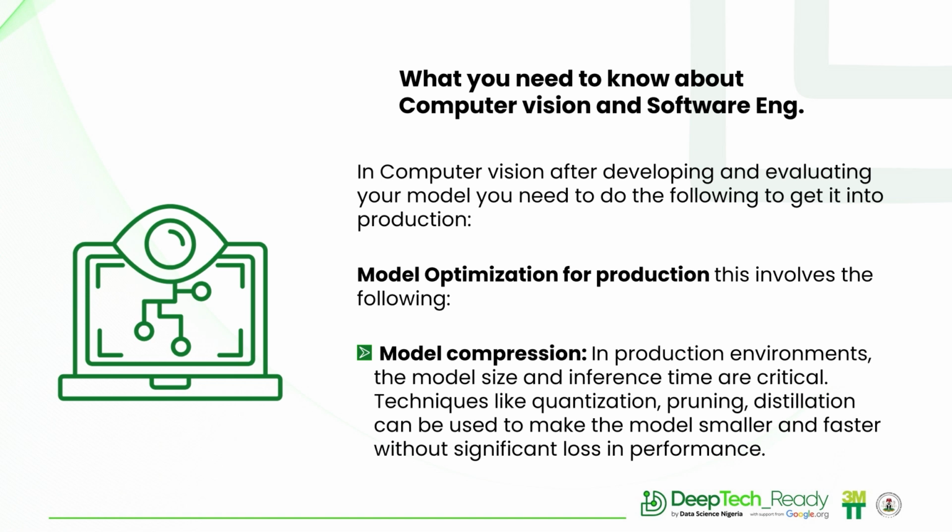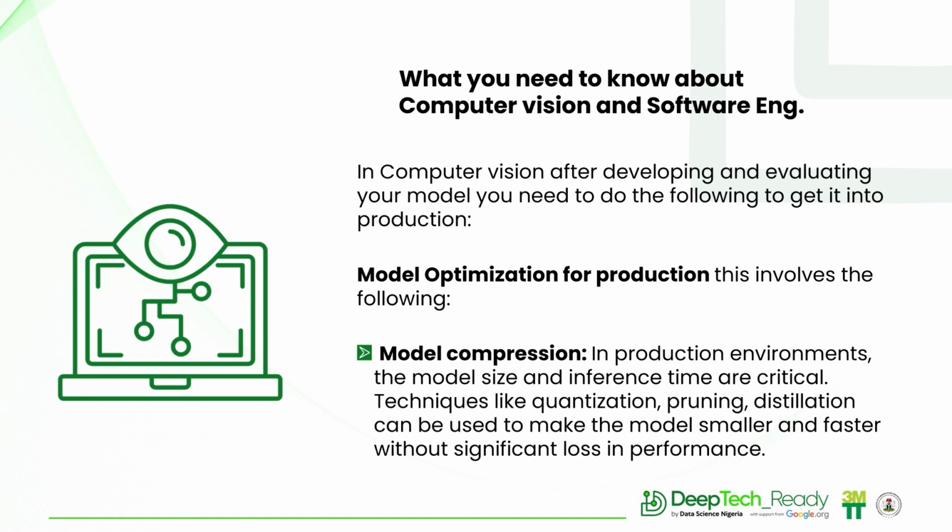So in computer vision, after developing or evaluating your model, you need to do the following to get it into production. So you need to do model optimization for production, okay? And that involves the following. Now, a model that you built locally is different from models that you push into production. So there needs to be some further level of optimization, because you've been able to test it locally and it's doing so well.